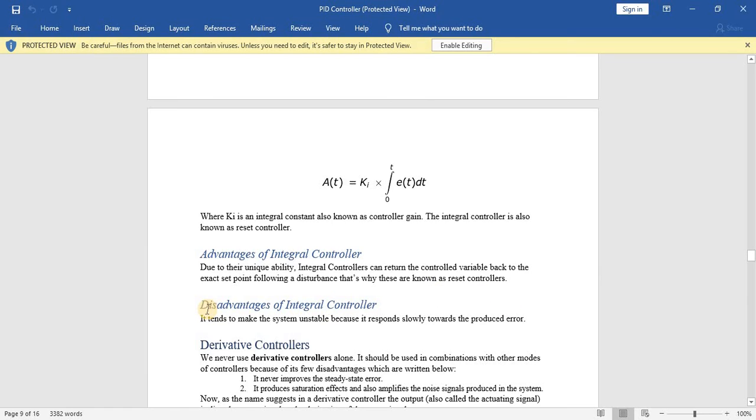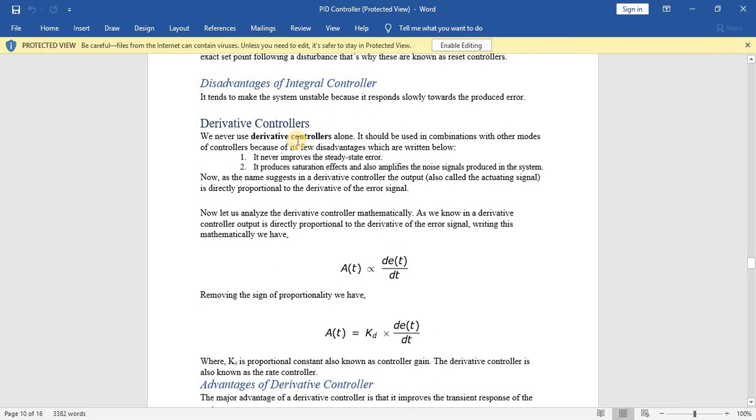The disadvantage is that the introduction of this controller into the system can make it unstable, because it responds very slowly towards the error.